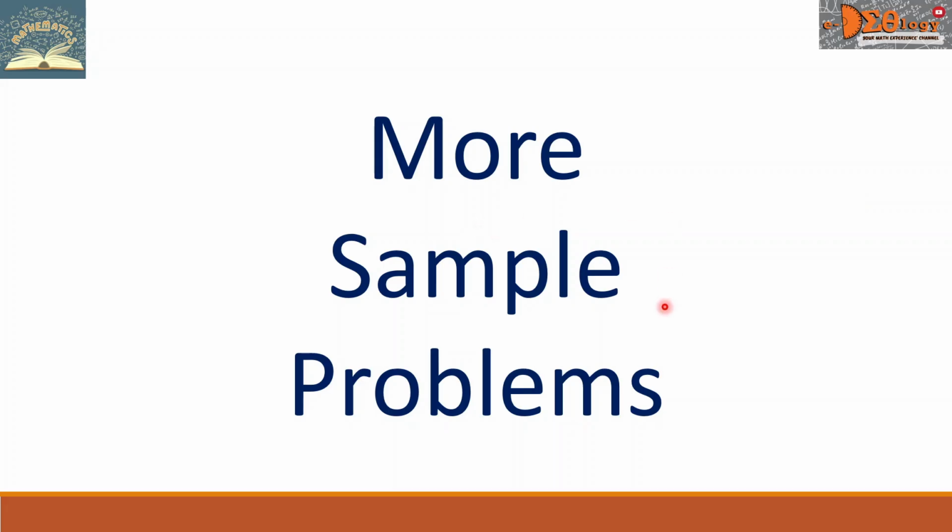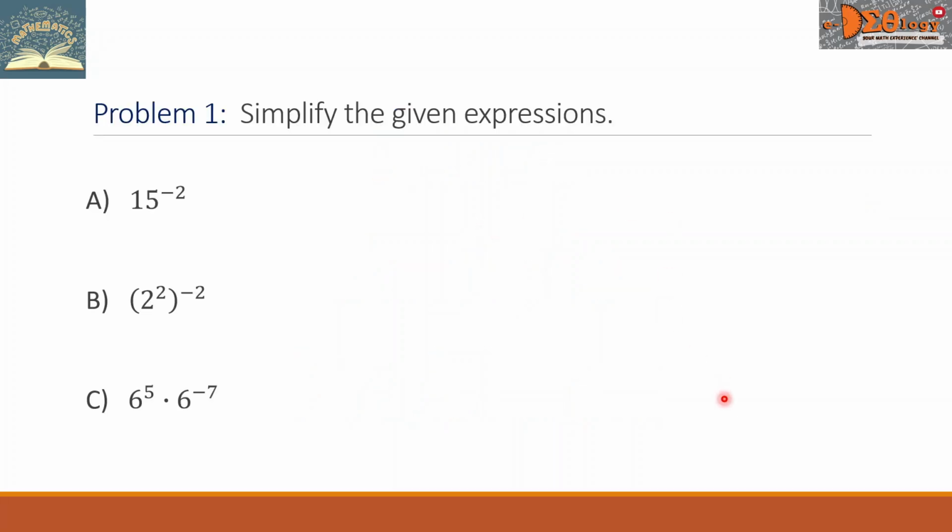Let us have more sample problems. Problem 1. Simplify the given expressions. We have here 3 expressions. Let's begin with A. 15 raised to negative 2. We rationalize the negative power by doing this: 1 in the numerator over 15 squared. The power becomes positive. Then we simplify 15 squared. That will be 225. So finally, we have the answer 1 over 225.